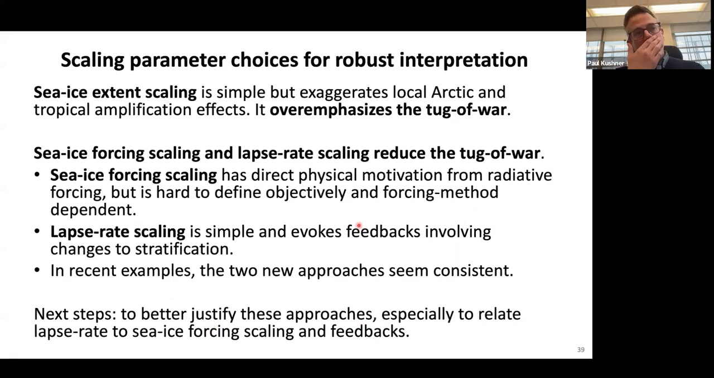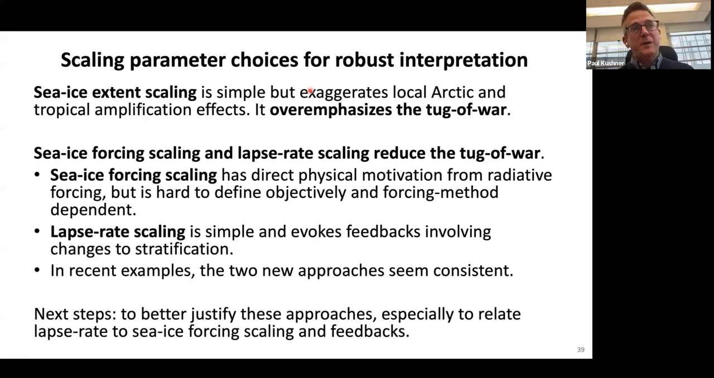And then this is a slide just about the different choices we've made on scaling parameters. So the sea ice extent scaling is really simple. That's why we used it. It was very simple to say, okay, sea ice change or local temperature change and tropical change are the two things we can compare. And that followed previous literature. But it really overemphasizes, we think, the tug of war. And it's entirely possible that in the absence of any albedo feedbacks or any sea ice change, you can still get polar amplification solely because of tropical warming, and that's through poleward heat transport and polar moisture transport with the latent heat release.